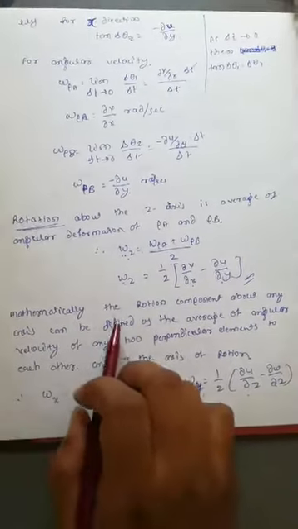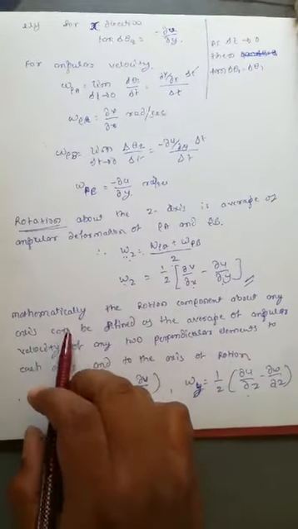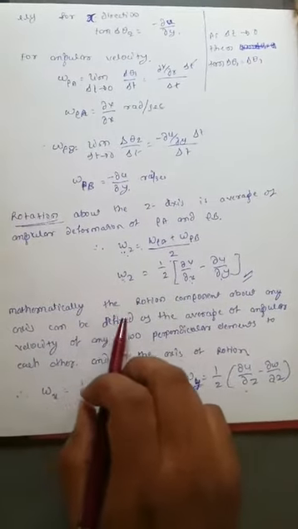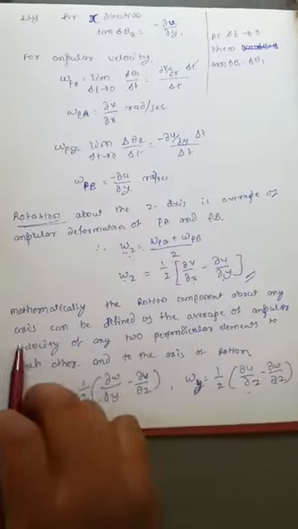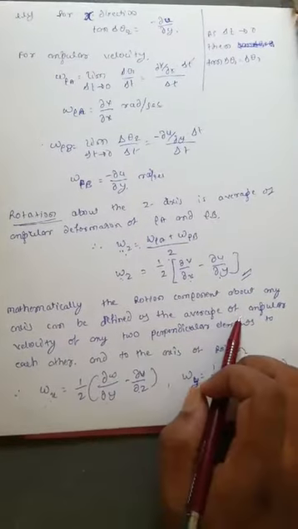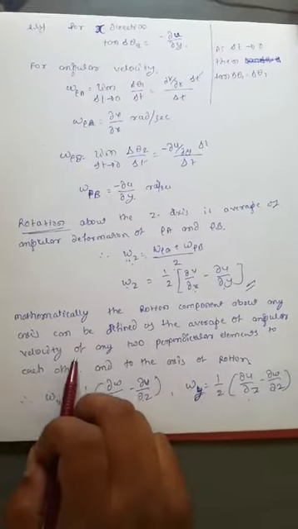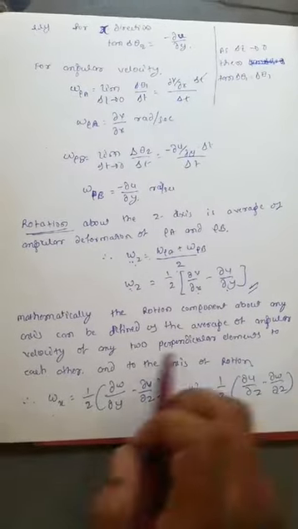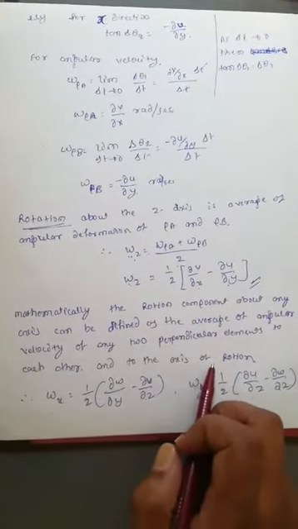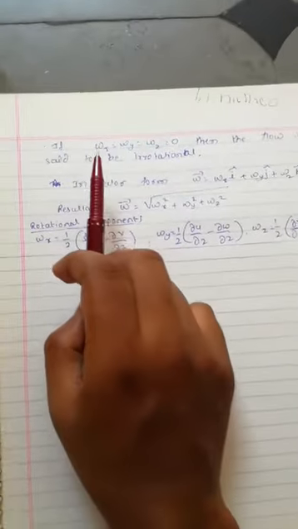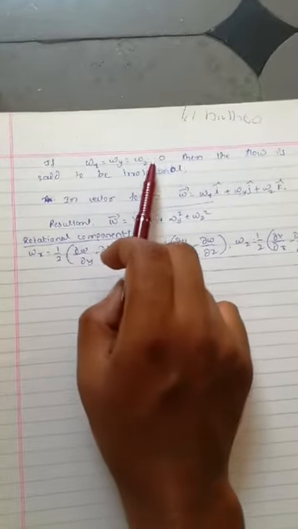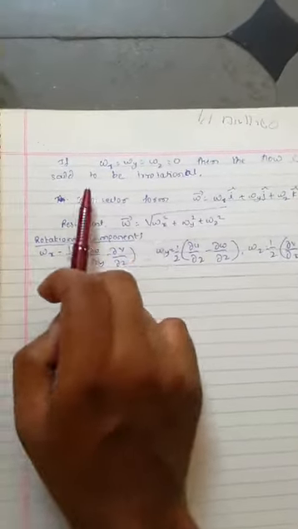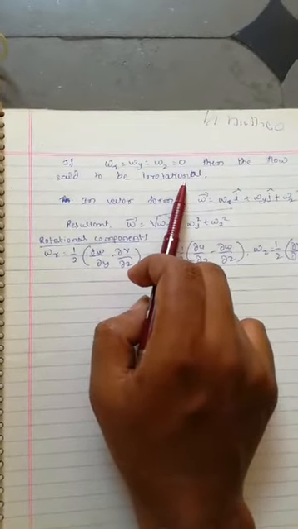So mathematically we can define the rotational component about any axis as the average of the angular velocity of any two elements perpendicular to each other and to the axis of rotation. If the angular velocities are equal to 0, then the flow is said to be irrotational. There is no rotational flow.